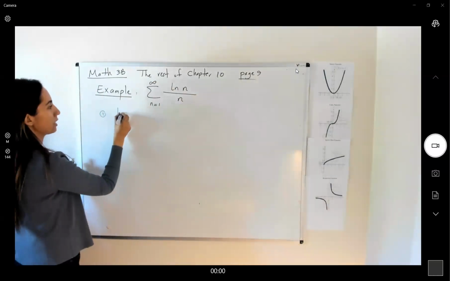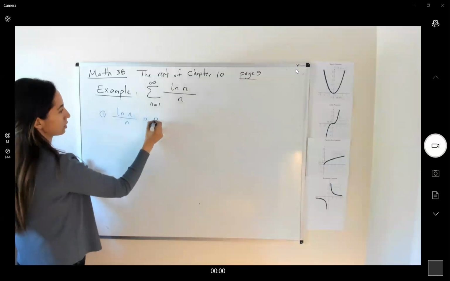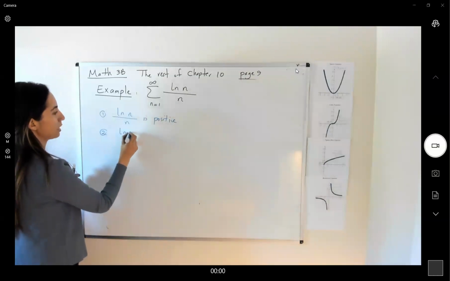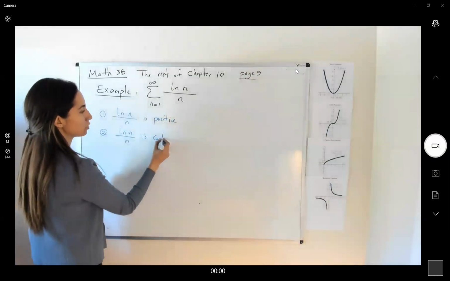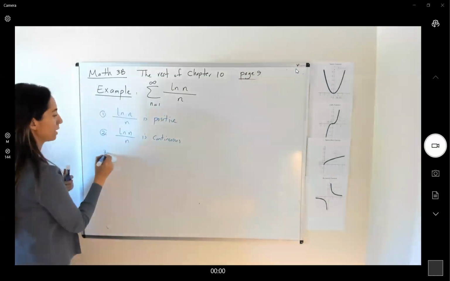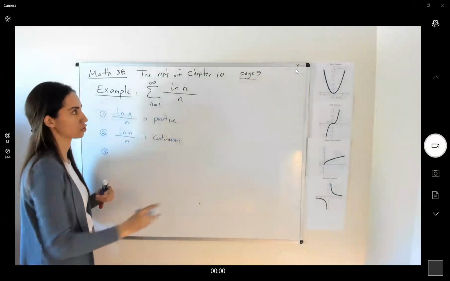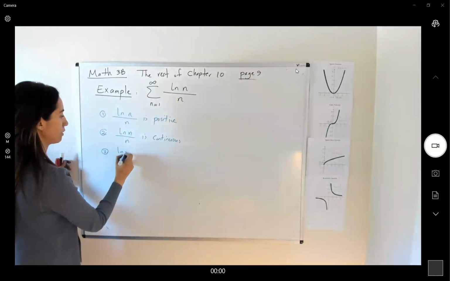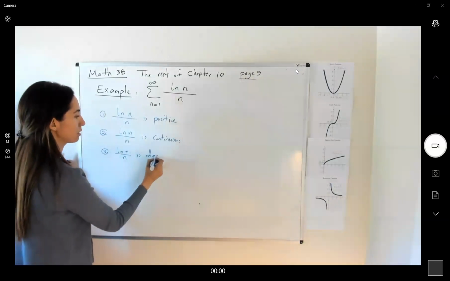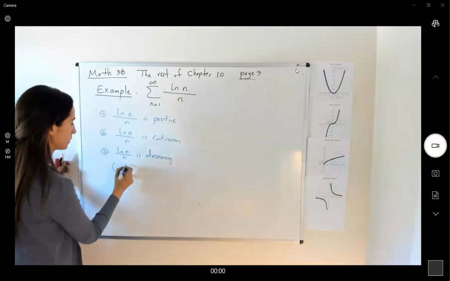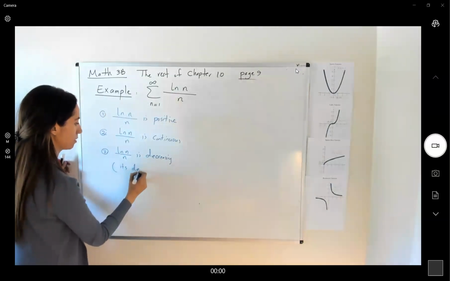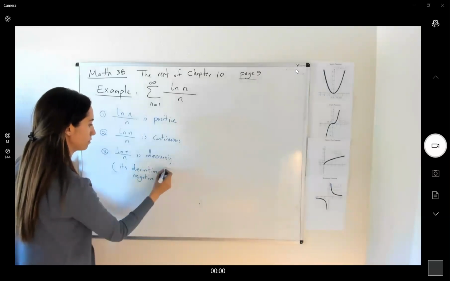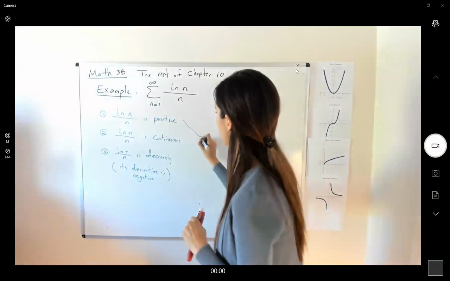First of all, ln n divided by n is positive. You can graph it using Desmos. Second, ln n divided by n is continuous. And this is a decreasing function. You can take the derivative, and the derivative is negative. ln of n divided by n is decreasing. Its derivative is negative. So let us apply the theorem.